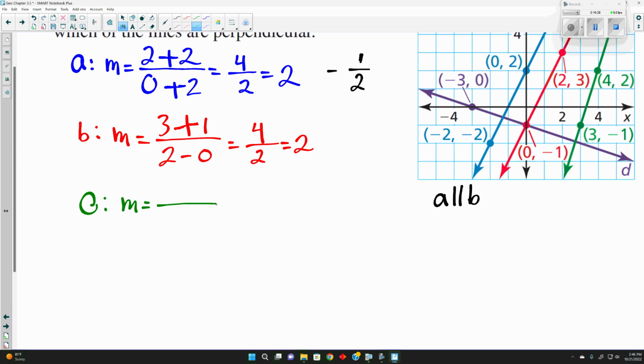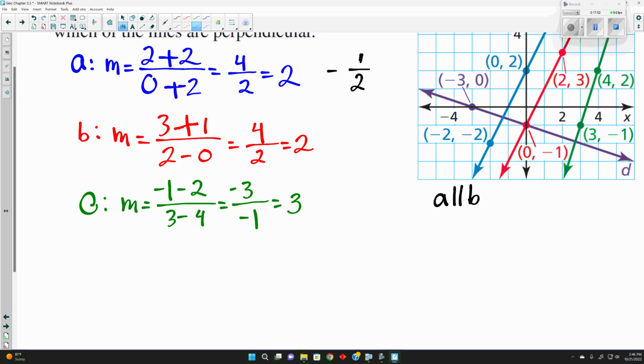C. So we could say negative 1 minus 2, or we can do 2 minus negative 1. It doesn't matter which. Since we put negative 1 first, 3 has to go first. So 3 minus 4. 1 minus 2 is negative 3. 3 minus 4 is, which gives us a slope of positive 3. Well, that doesn't match A and B, as we kind of could tell.